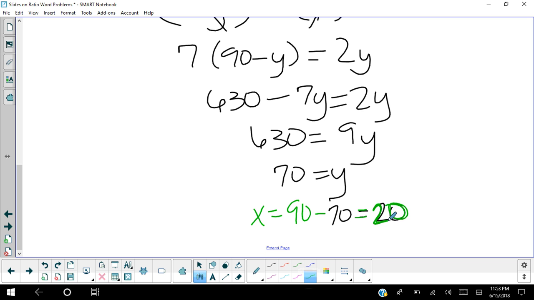So what are the two angles? That would be 20 degrees and 70 degrees.